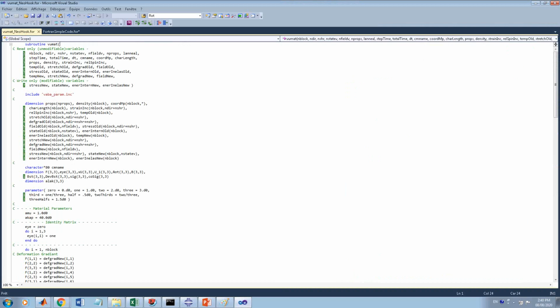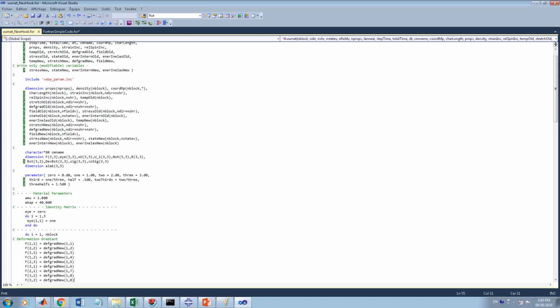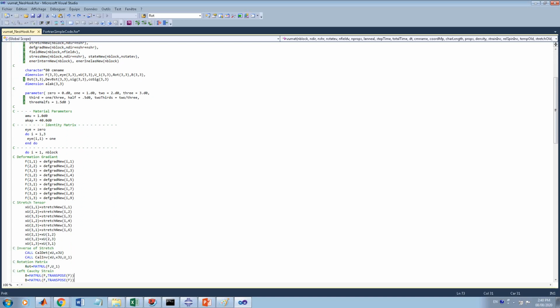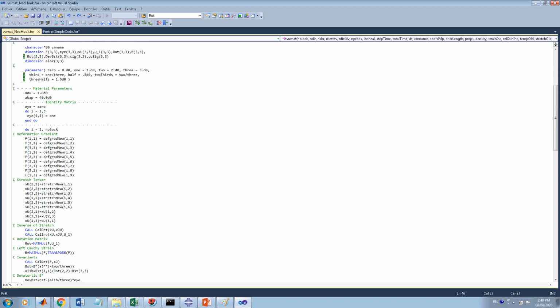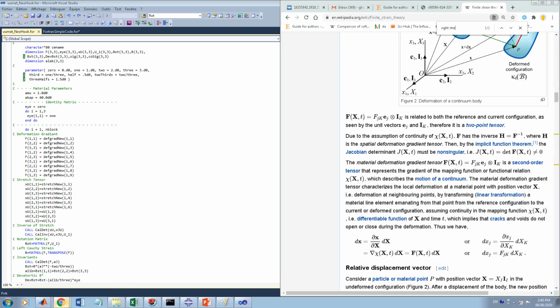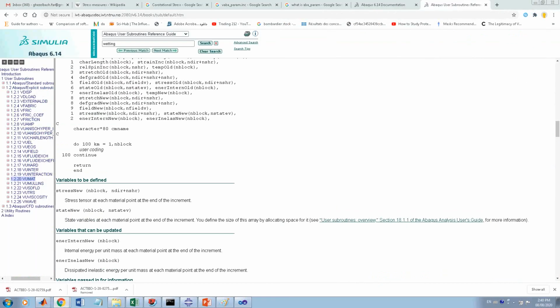So this is a subroutine that I've prepared for a neo-Hookean material. So these are basics. I just copied and pasted them from the Abaqus. There is one catch here which may be a little bit hard for you to understand. It was hard for me to understand the first time, but anyway I have to go through it.